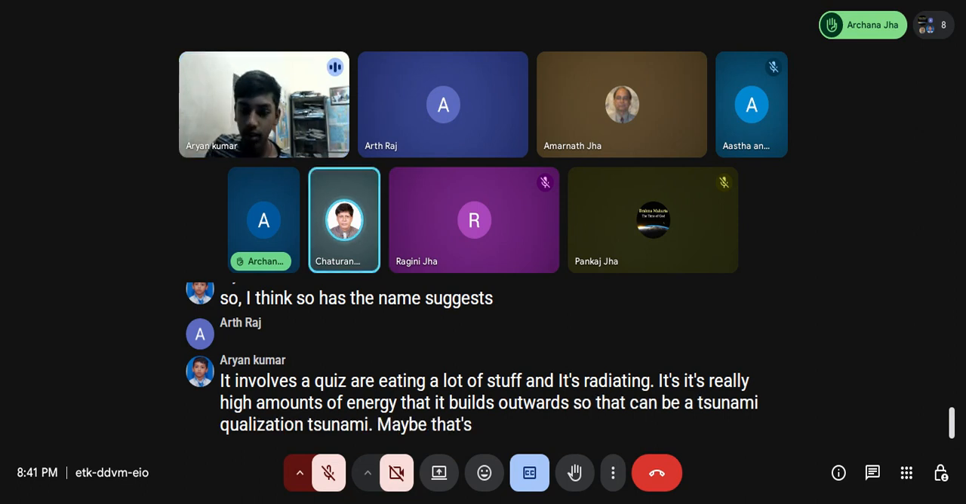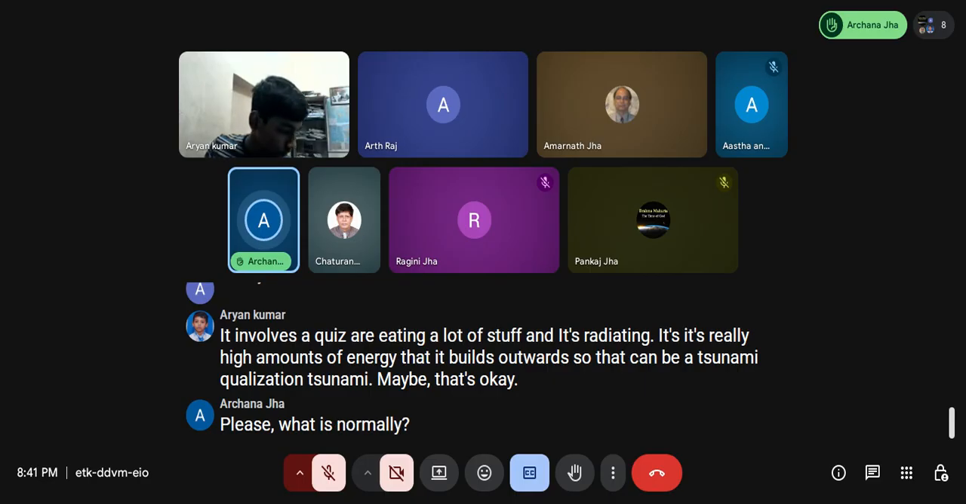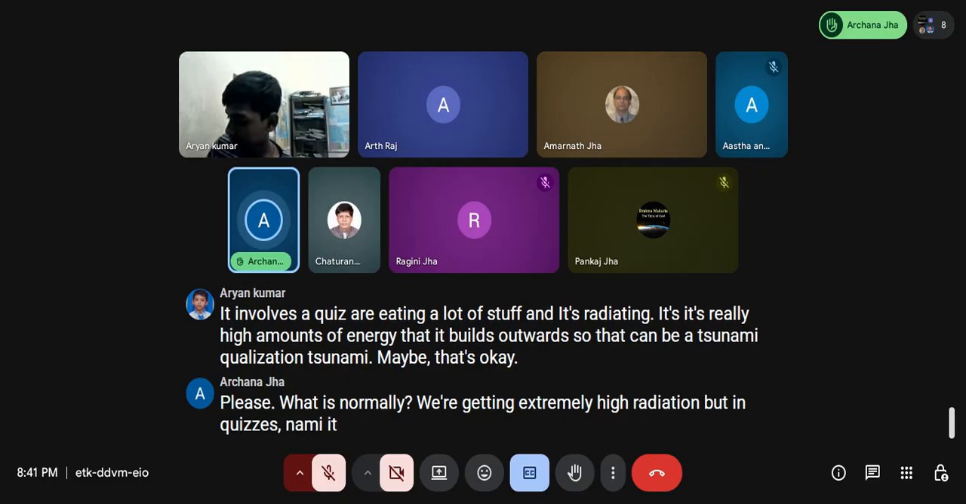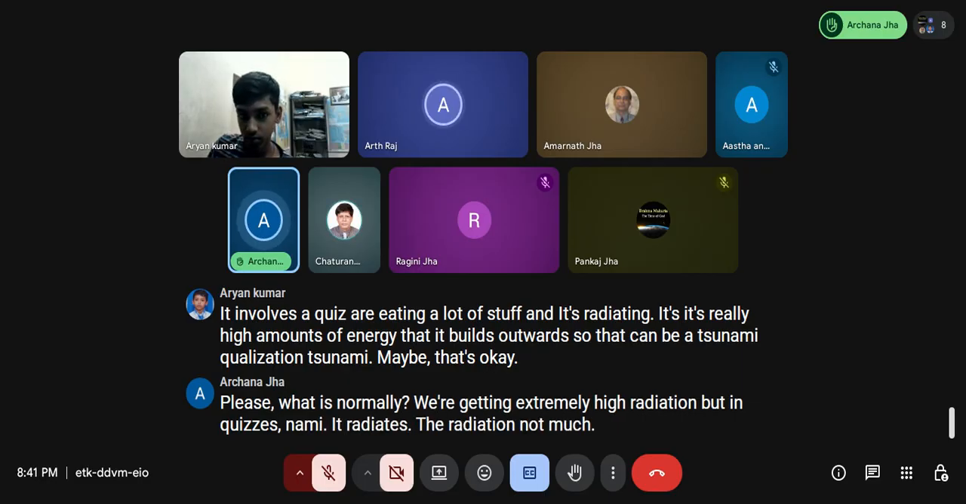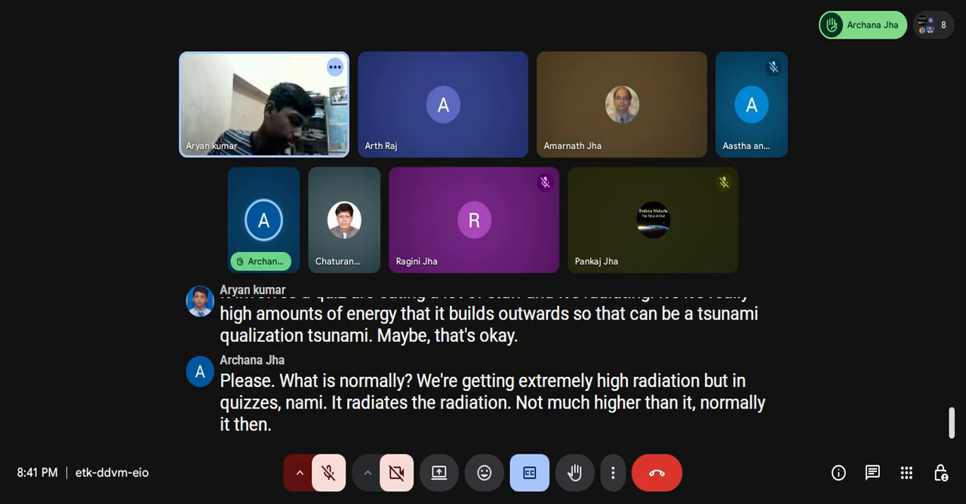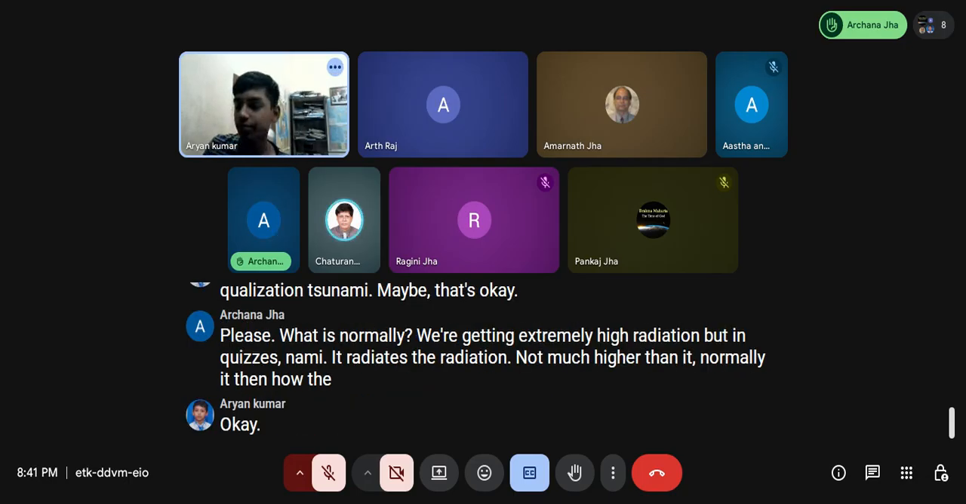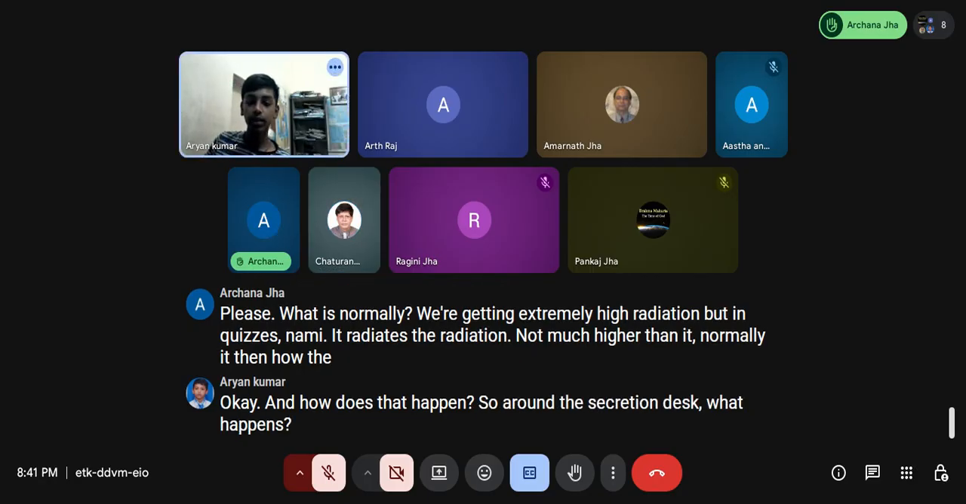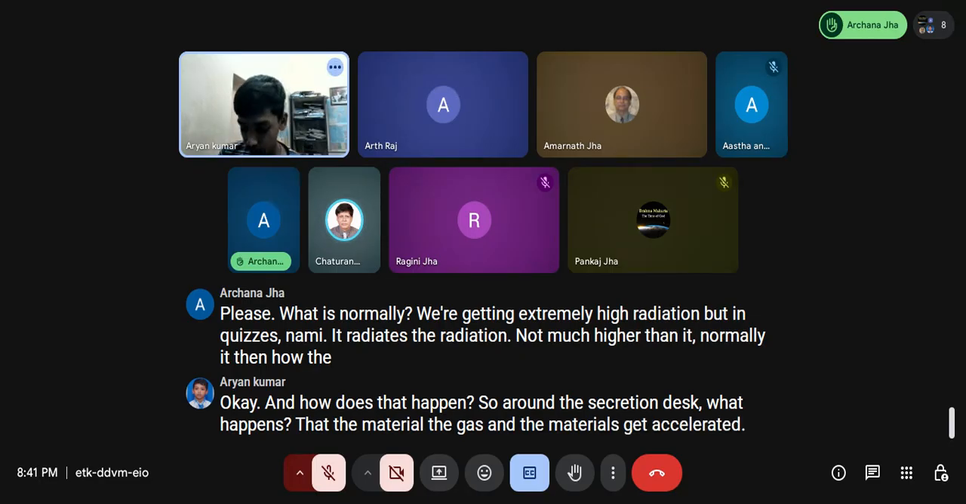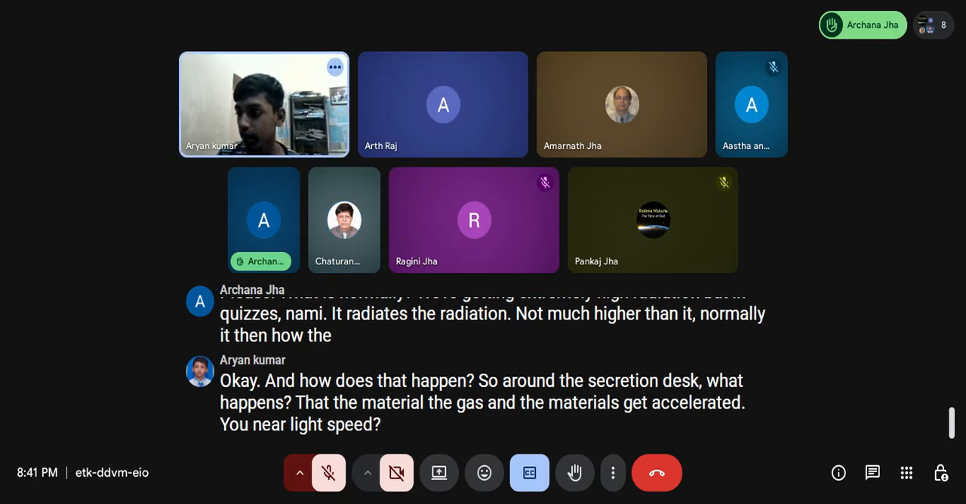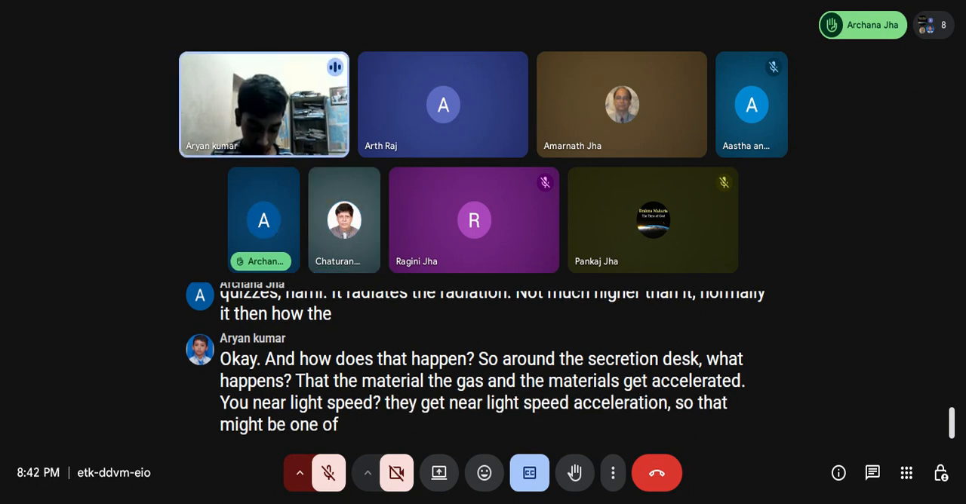Maybe that's the case. A quasar is normally radiating extremely high radiation, but in a quasar tsunami, it radiates much higher than it normally does. How does that happen? Around the accretion disk, the gas and the materials get accelerated to near light speed. That might be one of the reasons why the energy is so high.